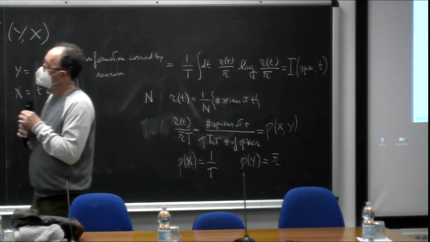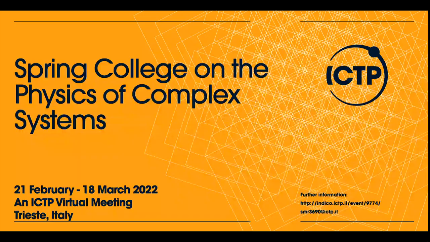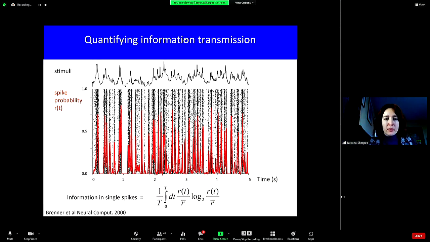Yes. So a few more comments about this expression. If R of T is not very modulated, so imagine that instead of being so modulated, it's a constant plus a small modulation, then R of T over the average R bar will be approximately one plus corrections. In that case, the information will be very small. So when you look at this red trace, if it is not very modulated, you will know that the information is small. And another comment, which is interesting: how many of you know about Rényi entropies?